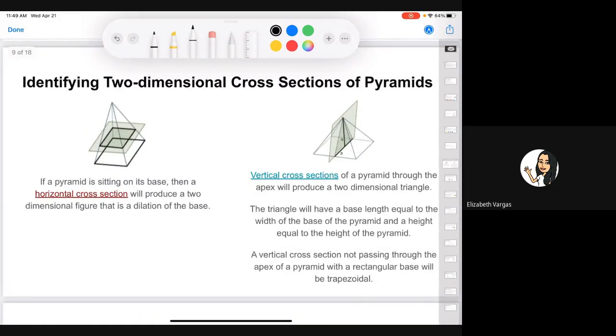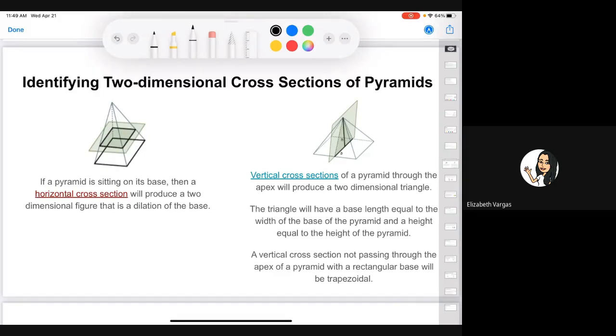Okay, so let's look at cross-sections of pyramids. So we have two different types of cross-sections that we can have. We can have a horizontal cross-section, which will be parallel to the base, and then we can have a vertical cross-section, which will not be parallel to the base, that will actually be perpendicular to the base. So only when a cross-section is parallel to the base do we get the exact same shape of the base as our cross-section. If it is not parallel, we're going to get a completely different type of shape.